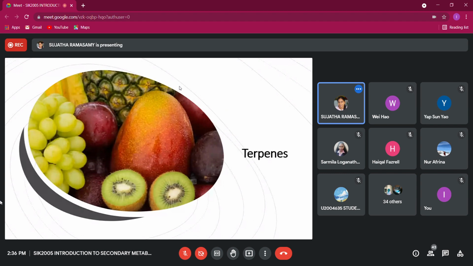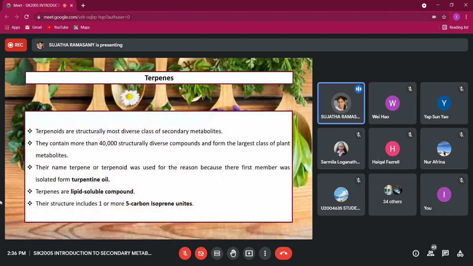Let's look at the second one, a brief one again: terpenes. What are terpenes? This is one of the quite diverse classes of secondary metabolites. So far, around 40,000 structures of terpene have been identified, higher than phenolic compounds. Terpenes are considered the largest class of plant secondary metabolites. Phenolic compounds are widely studied, but the bigger group is terpene.